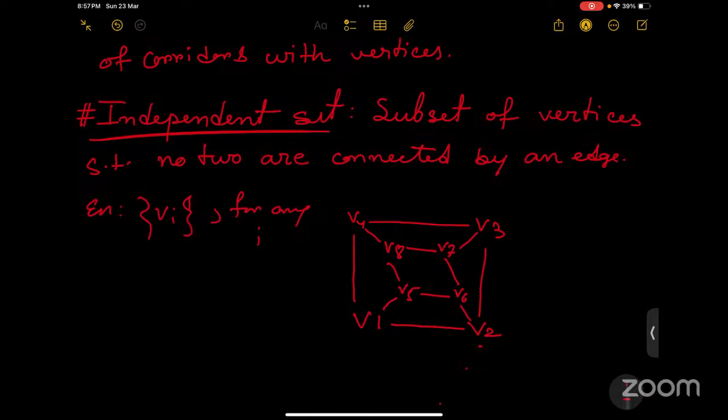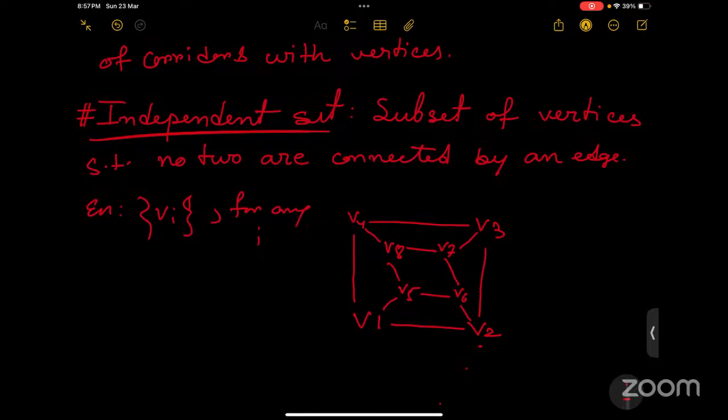If I follow the definition, what is an independent set? It is a subset of vertices. So if I take any one vertex, it will be a subset of vertices, right? And no two are connected by an edge. So if I take a single vertex, it is not connected by itself. So we can take the singleton, right?